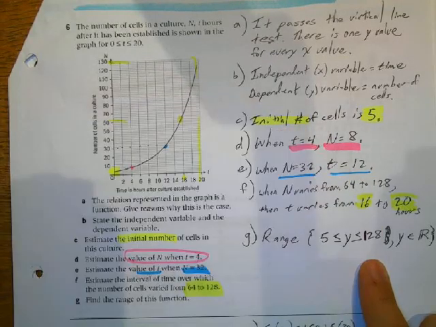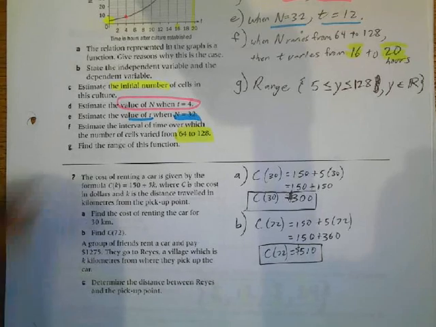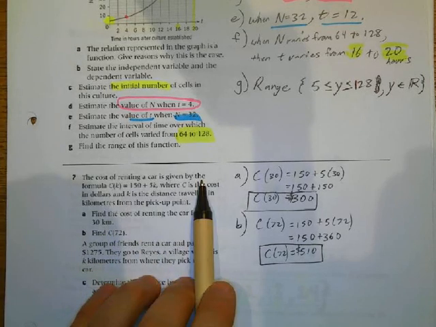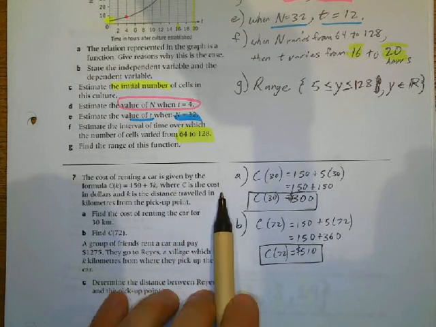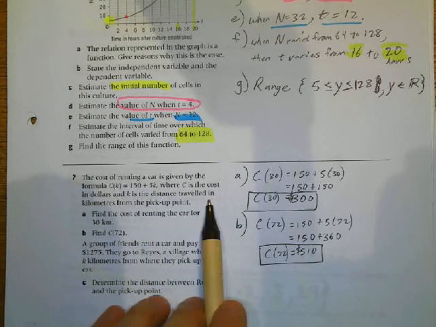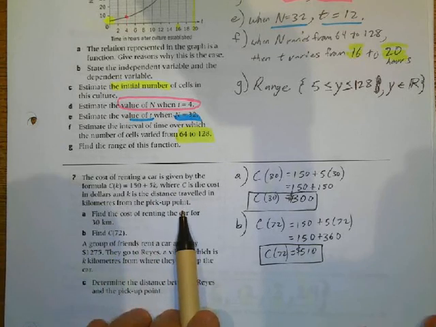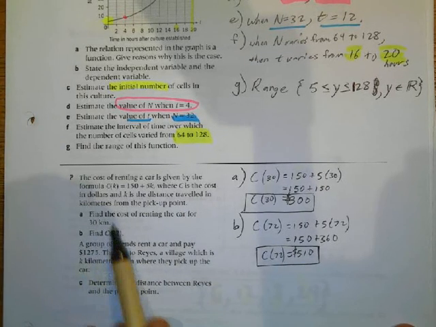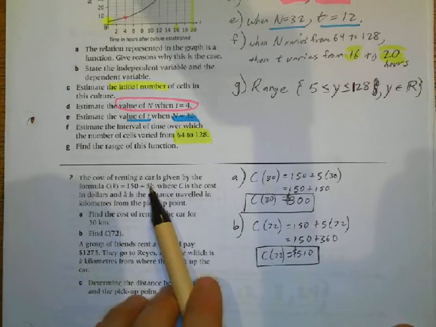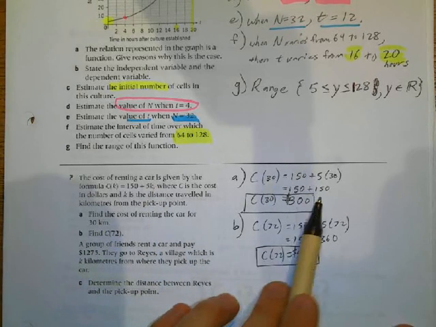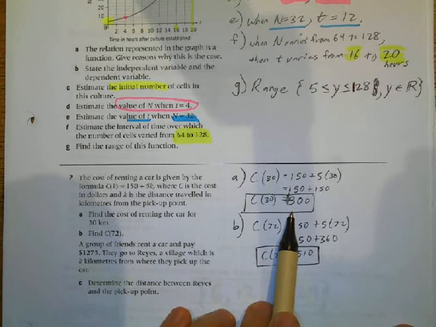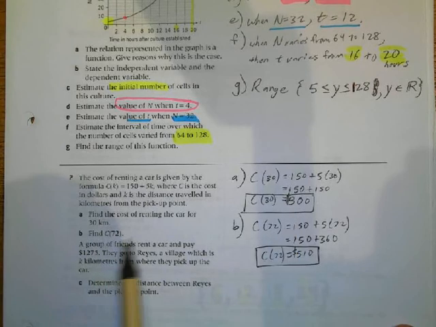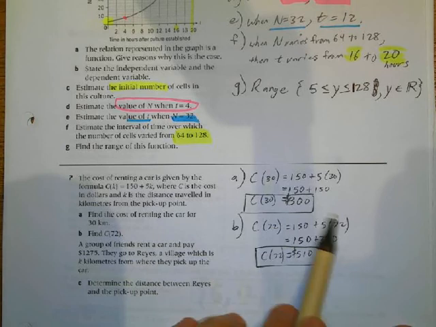Okay. And then let's do question 7, and then we're done. Okay, so the cost of renting a car is given by this formula, where C is the cost in dollars and K is the distance traveled in kilometers from the pickup point. Find the cost of renting a car for 30 kilometers. So I'm going to plug in 30 for K, and it's going to cost me $300. Find the value of C of 72. I plug in 72 for K, and I find the cost is going to be 510.